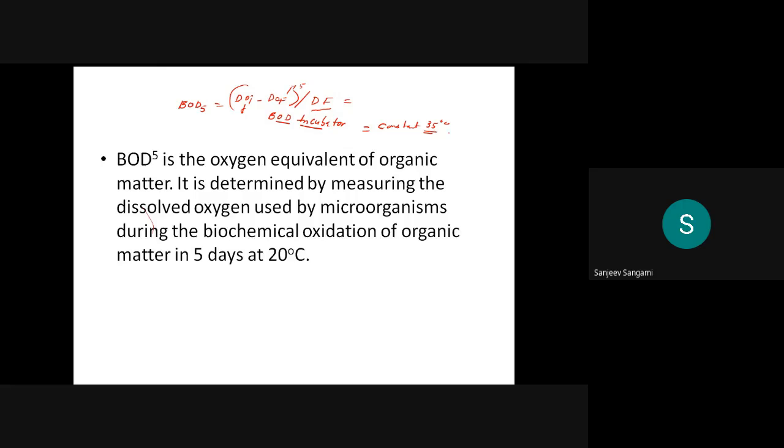We'll keep the sample in the incubator. We will maintain it constant at 35 degrees centigrade. In that bottle, whatever bacteria and organic matter are there, the bacteria will eat the organic matter as food and it will decrease the dissolved oxygen present in the water. Once that activity has happened, we will take the sample and analyze the final DO. Then we'll find that there is a decrease in the dissolved oxygen. Based on how much it has decreased, we'll find out the BOD.